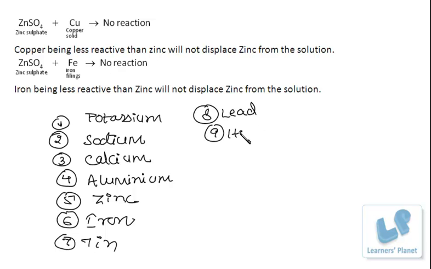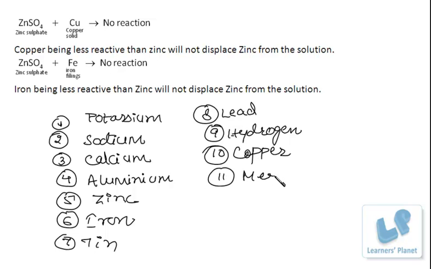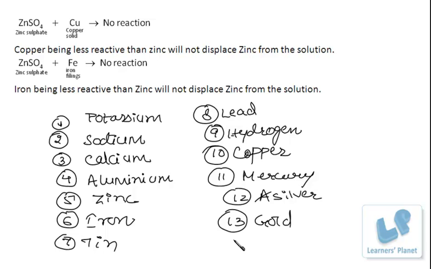Then is hydrogen. Hydrogen is kept among metals, right? And it is a non-metal also. Then copper. Then is mercury. Then is silver. Then is gold. And the last is platinum.